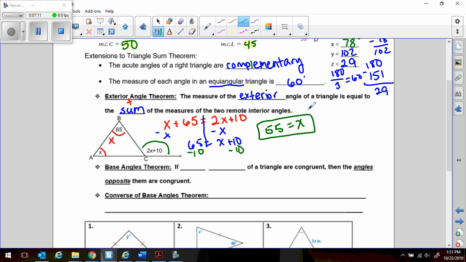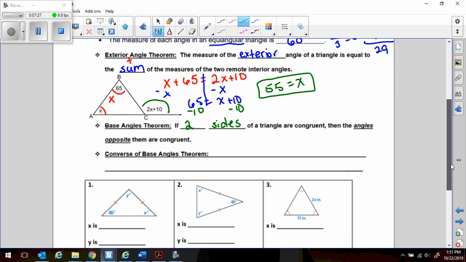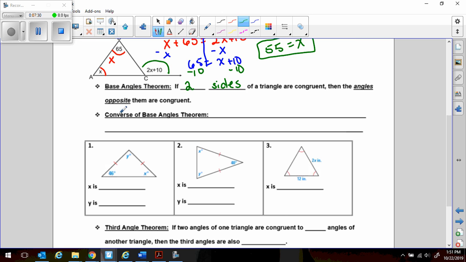I went over that with you. The base angle theorem states if two sides of a triangle are congruent, then the angles opposite them are also congruent. The converse, remember, means to change the order. So the converse of this statement would be if the two angles are congruent, then the opposite sides are congruent.